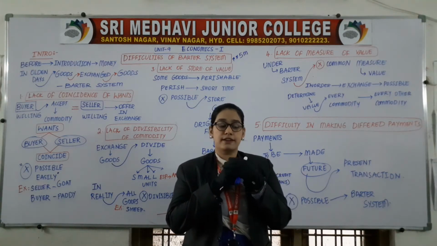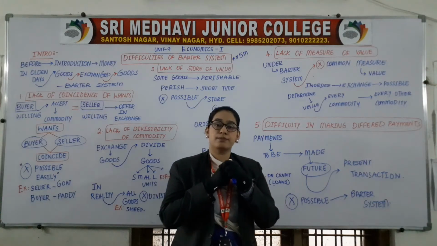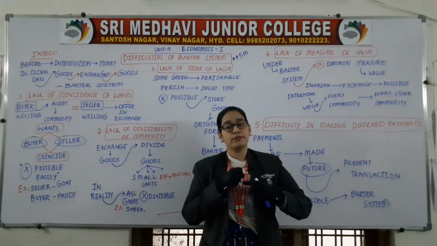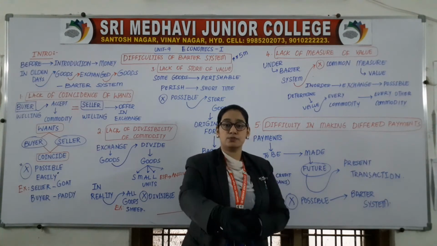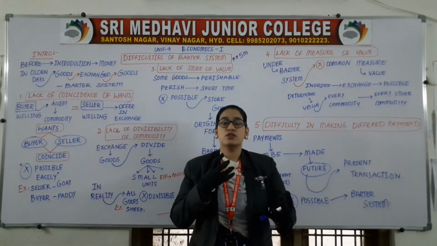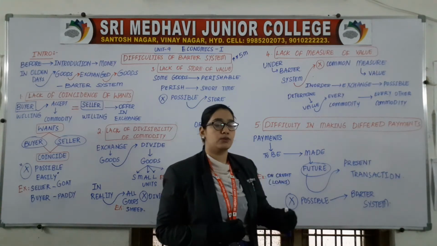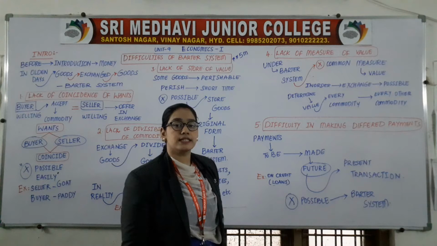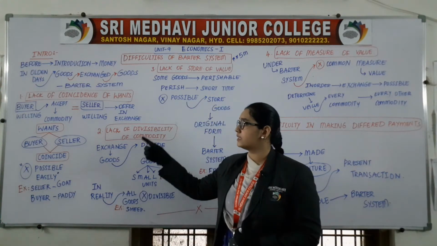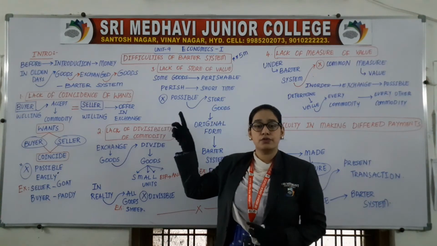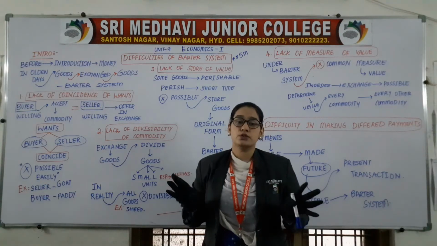Is it possible, if I am buying a hen from you, that it may not be 5 kgs? Then how can I exchange my dal with you? So there is no common measure value under the barter system. First point was lack of coincidence of wants; our wants did not used to match.